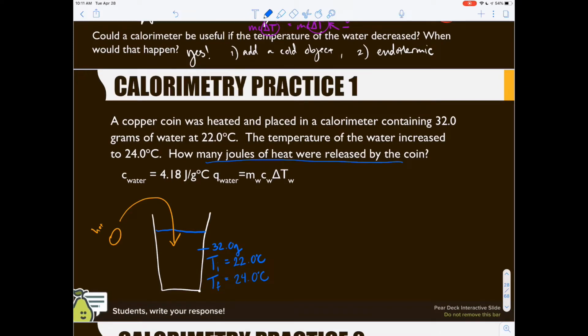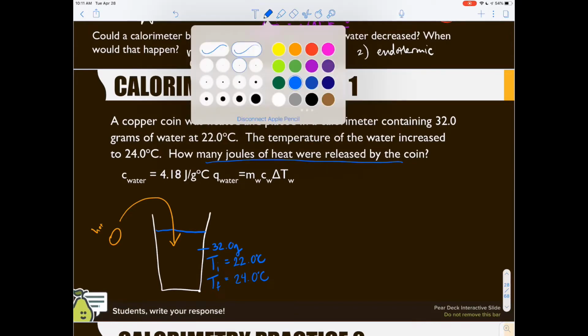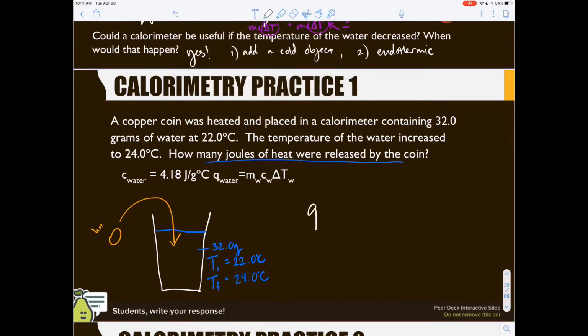Okay, so the nice thing here is that it's actually a pretty simple calculation. We're basically just doing Q equals mCΔT. We're looking at just the water and how it was affected. We're not really talking about the specific heat of the metal or mass of the metal, anything like that. We're just trying to find Q for the water, which is the same as Q for the coin with the opposite sign, but that's not what the question's asking about.